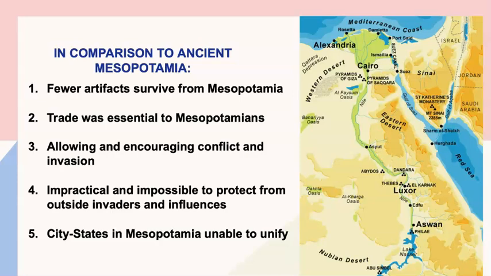In comparison to ancient Mesopotamia, fewer artifacts survived from Mesopotamia. Trade was also essential to Mesopotamians, but it allowed and encouraged conflict and invasion. It was impractical and impossible to protect from outside invaders and influences, as opposed to Egypt. And finally, city-states in Mesopotamia were unable to unify.